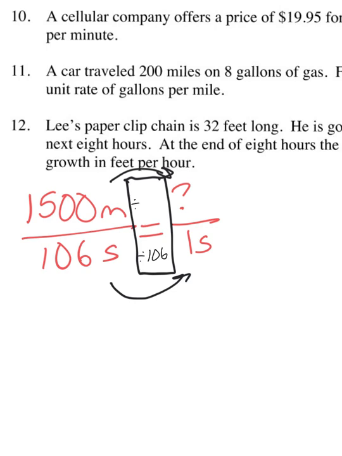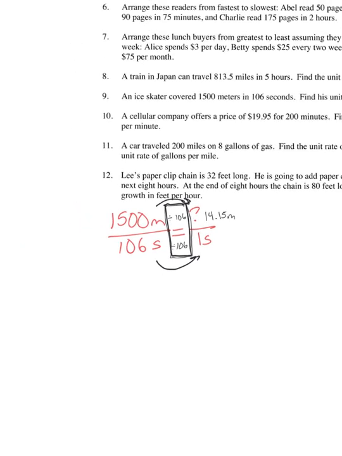Now the big thing about this giant 1, which is what I drew here, is that it just comes back to simplifying fractions, reducing fractions, which you've all been doing for quite a while. If I do something to the bottom, I have to do the same thing to the top. So I take 1,500, divide it by 106, and I can use my calculator for that, and I get 14.15, right about there. And that would be meters per second. So my answer is, he goes 14.15 meters per second.